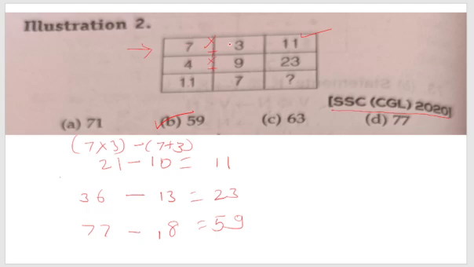First multiply, then add, and take the difference between them, so we get the third column answer, 59. I think it is clear to everyone.